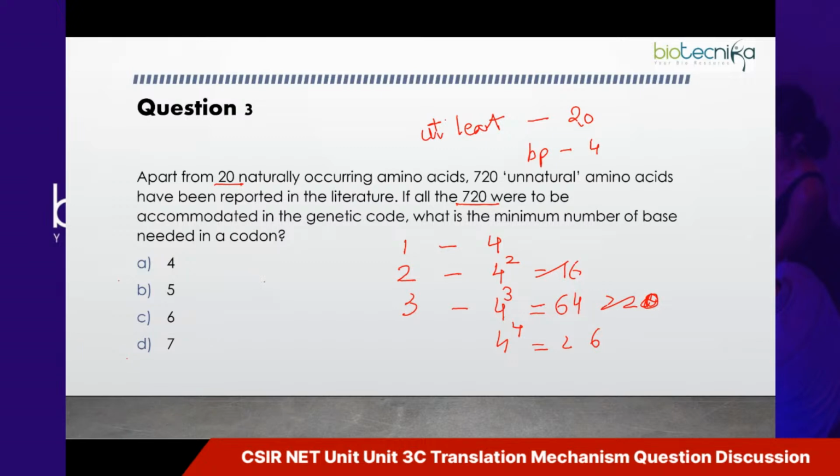Then it will be 4. I am sorry, I'm again facing the same problem.